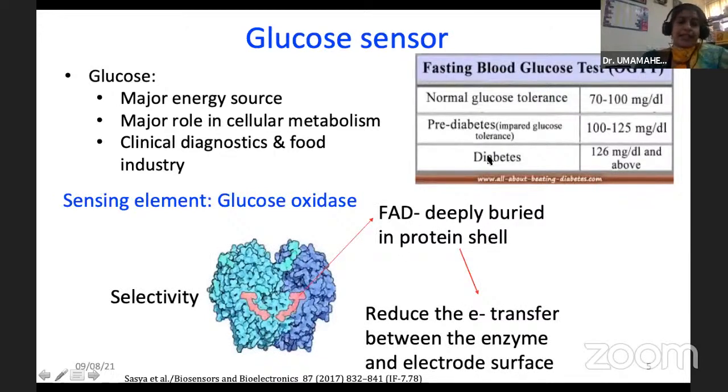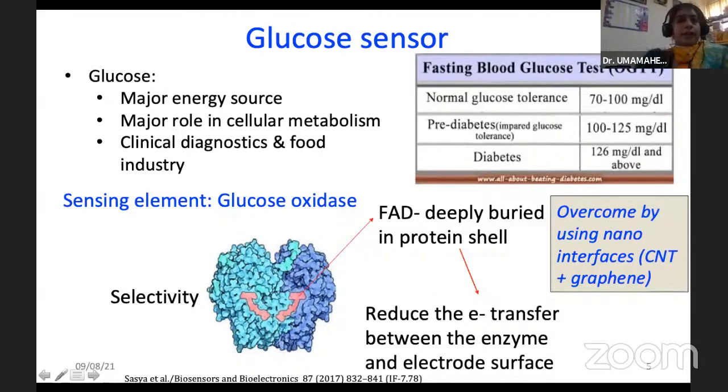The sensing element that is most widely used is glucose oxidase, and the reason is that the enzyme is highly selective. But the only complication in getting rapid responses using glucose oxidase is the coenzyme FAD, or flavin adenine dinucleotide, which is actually in the interior of the enzyme. So the electron transfer rate is slow between the enzyme and the electrode surface. Most people have tried to circumvent this problem by using nano interfaces.